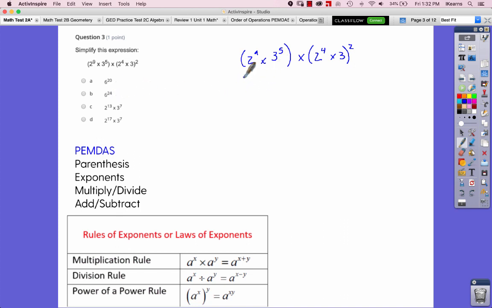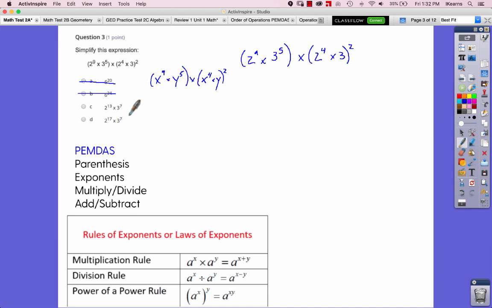In other words, you can treat this effectively as, in parentheses, x to the 9th times y to the 5th, times x to the 4th times y, and all of that squared. You hopefully know you cannot combine x's and y's. Well, these 2's and 3's are the same way. So hopefully immediately you're getting rid of a and b. And now you've got a good chance to guess.